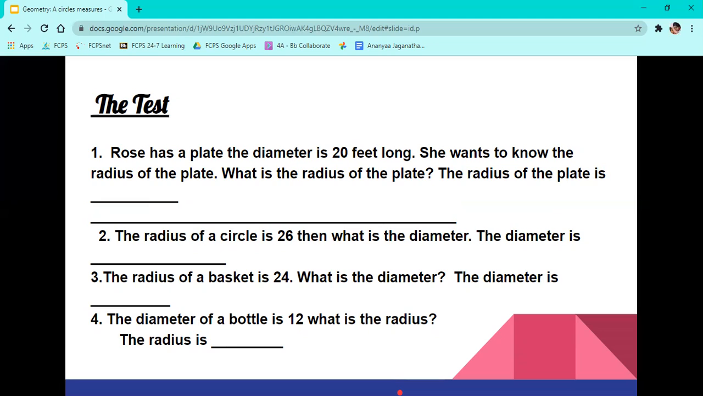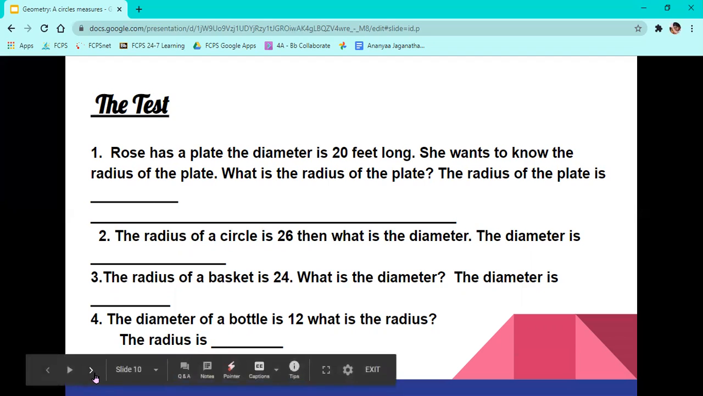These are all pretty easy questions if you ask me. But if you guys need some help, please pause the video, okay? I'm going to start giving you the answers. If you haven't, please pause the video. Number 1's answer is 10, number 2's answer is 52, number 3's answer is 48, number 4's answer is 6. We're going to move on to the next slide now, okay?